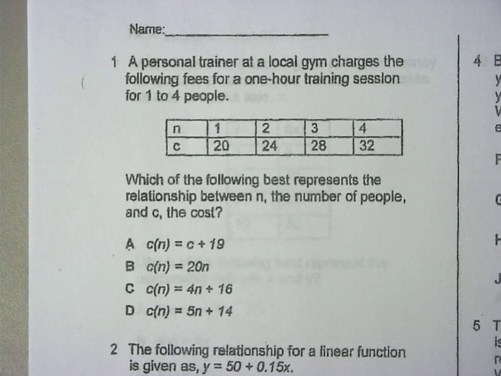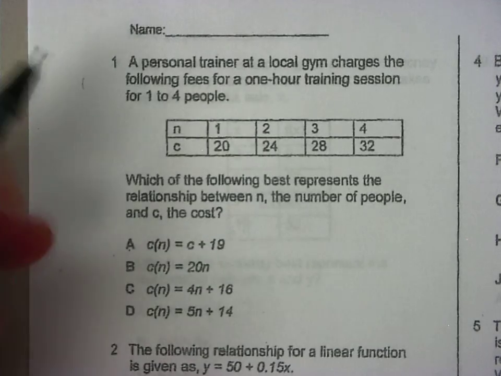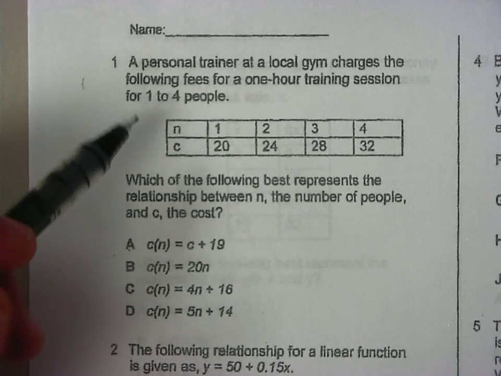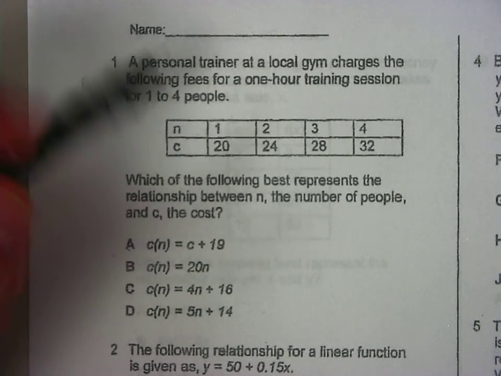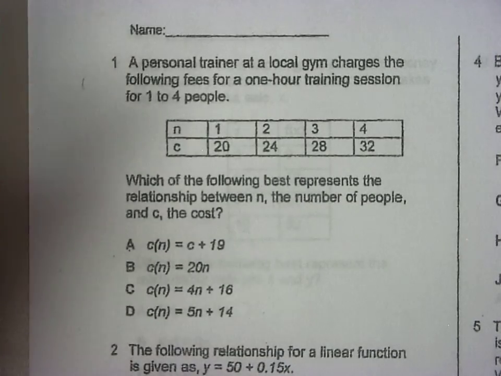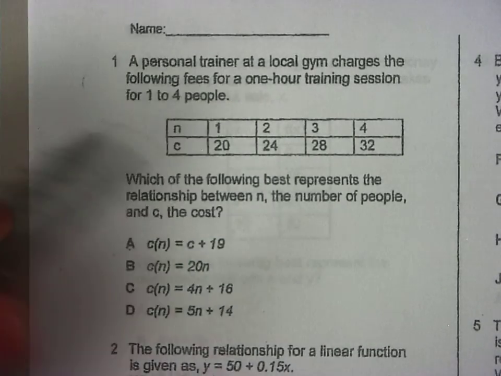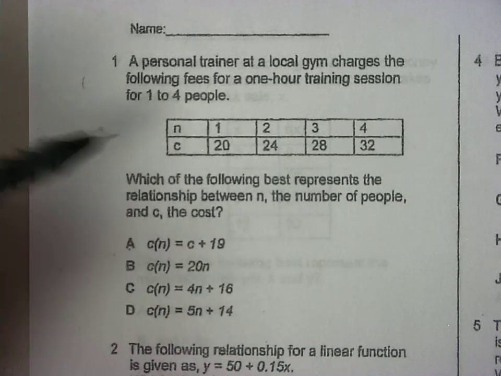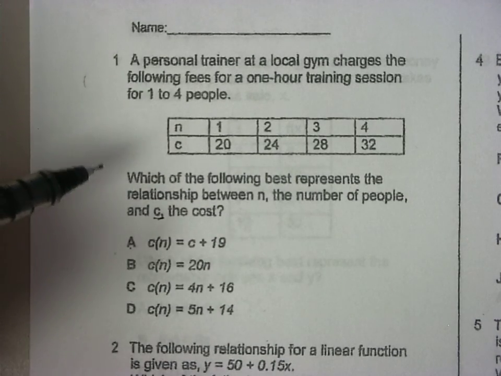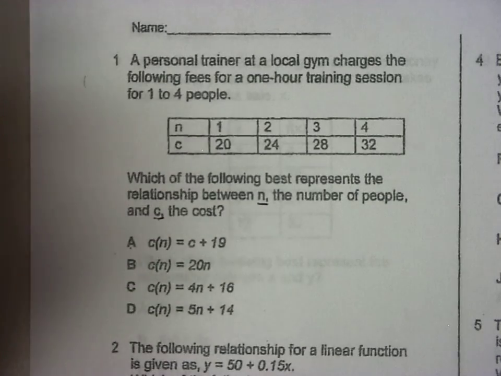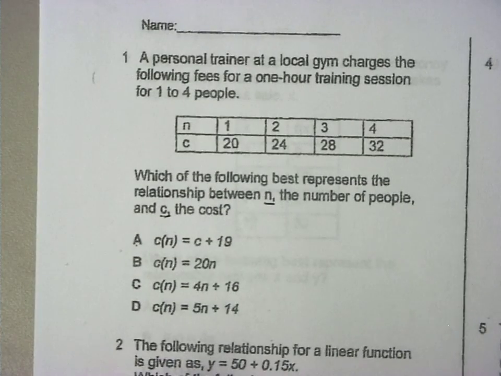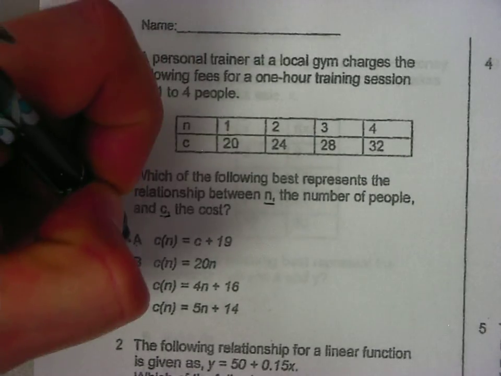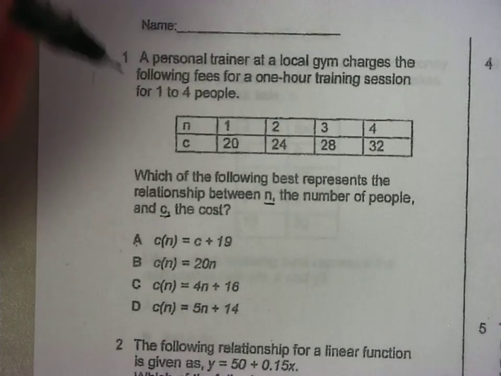So number one talks about a personal trainer, and it tells us what a trainer charges at a local gym for 1 hour training sessions for 1 to 4 people. Now what we're asked to do is find the equation that best represents the relationship between N, the number of people, and C, the cost. So C is the answer we're getting. That means we have to plug the letter N into our equation. Well, looking at our examples right now, choice A has C in the equation, and that's the answer.